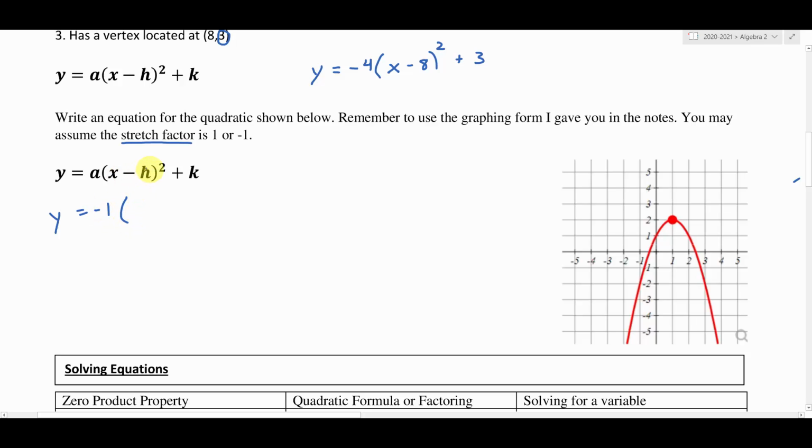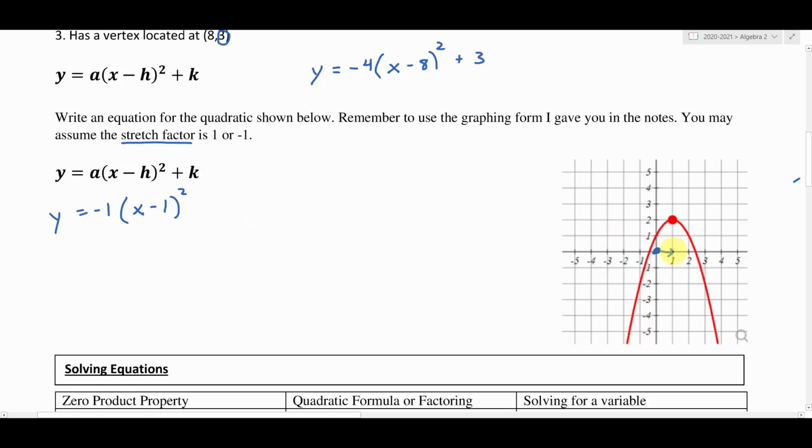And then I'm looking at my h value again, which is the horizontal shifting, so left or right. Normally, if it wasn't shifted at all, the vertex would be here. But it's over here. That means it moved to the right 1. So to move right 1, I need an x minus 1.